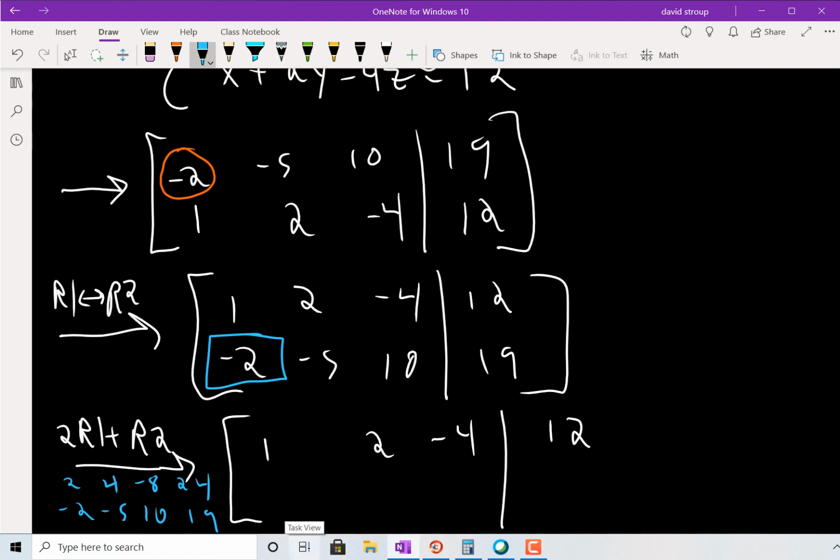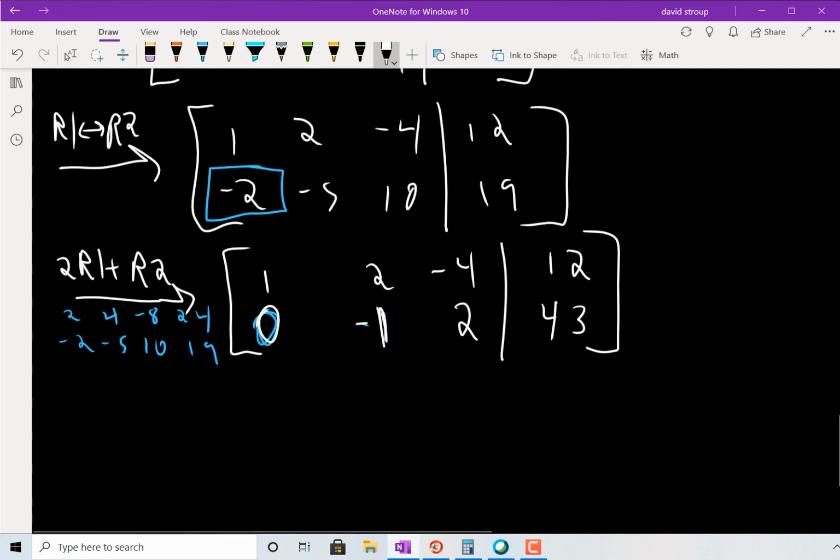So we're getting 0 here, and then -1 here, and then 2, and then 43. So it looks like I'm going to get a pivot in there.